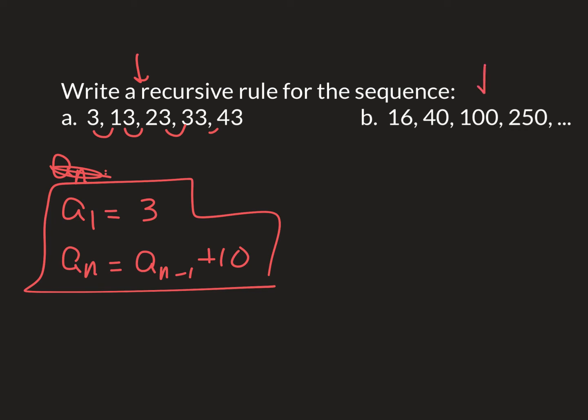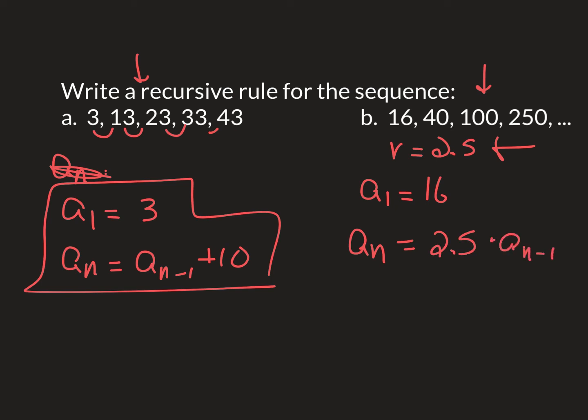Now, if it's geometric, like this one, I think that's geometric, 40 over 16. Yes, they're definitely multiplying there. R is 2.5, so that's geometric. Again, tell what the first term is, it's 16. And then the next term is the previous term times r, 2.5. So I'm going to say it's 2.5 times the previous term. That's how you find the next term. That's the recursive rule for geometric. Here's the recursive rule for arithmetic. Hopefully not too bad there.